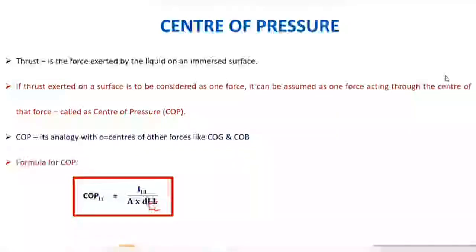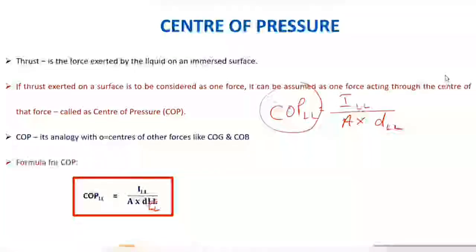Now, please remember, what is this formula? COP_LL is equal to I_LL upon area into D. Now, what does this COP_LL mean? This means distance of COP from liquid level. LL is liquid level. So this formula will give you the distance always from liquid level, nowhere else.